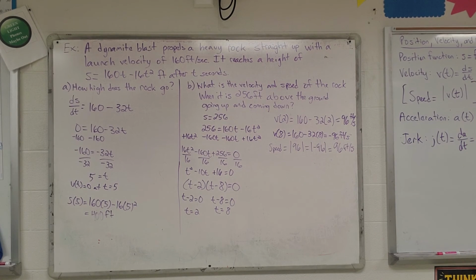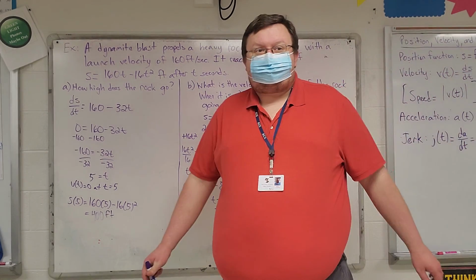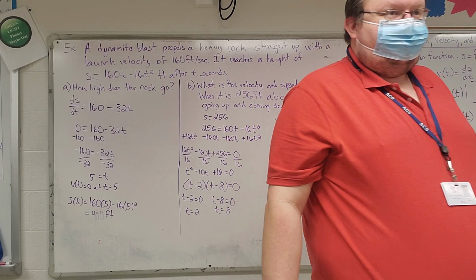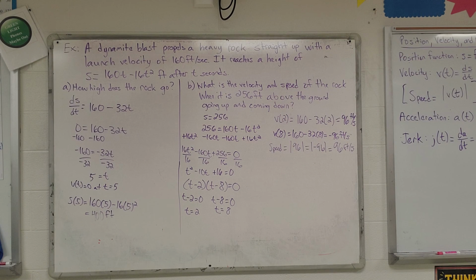All right, I could also ask, when does the rock hit the ground? That would be at 10 seconds. Why 10? How did you get 10? Well, we got 5 when it reached the peak. Yeah, because of symmetry. If it took 5 seconds to get to its highest point, it's going to take another 5 seconds to fall back down to where it started. So it's going to take a total of 10 seconds, just because of the way that symmetry works.